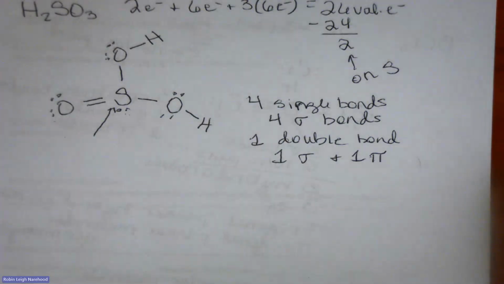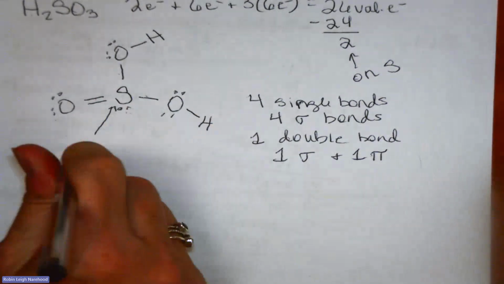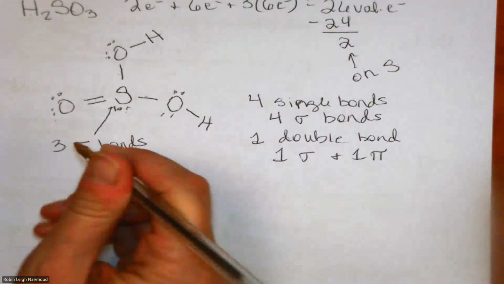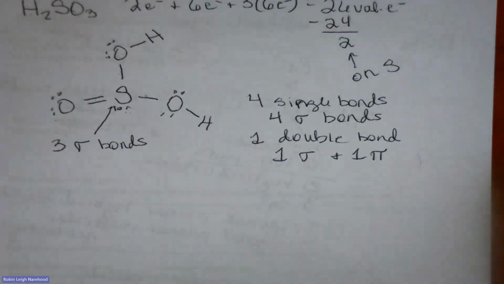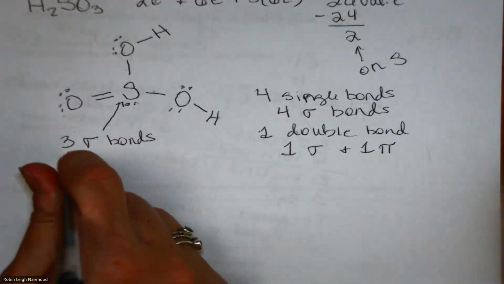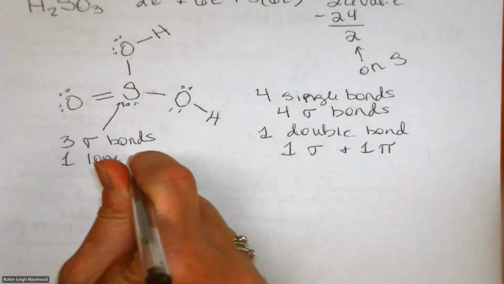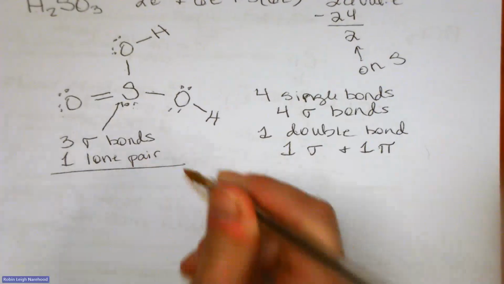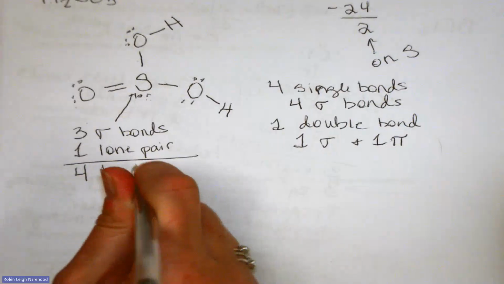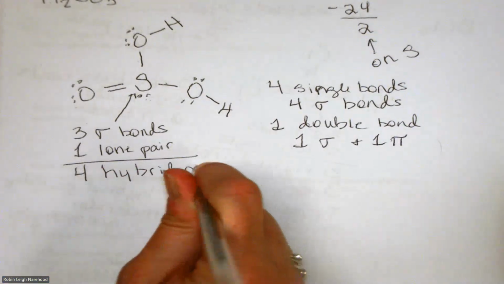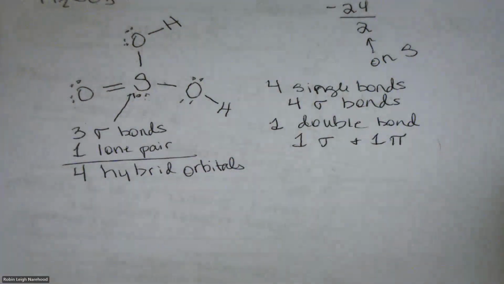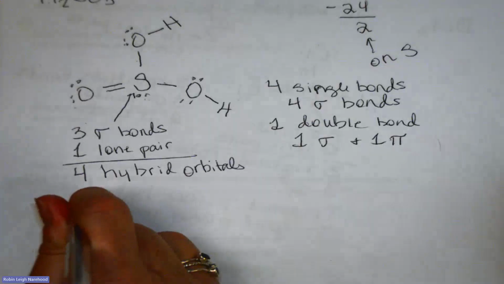Okay, so sulfur has 1, 2, 3 sigma bonds. We're not going to count the pi bond because it's not formed with hybrid orbitals. And then it has 1 lone pair. So the sulfur atom needs to use 4 of its orbitals to form 4 hybrid orbitals. Okay. What is the hybridization called for 4 orbitals?